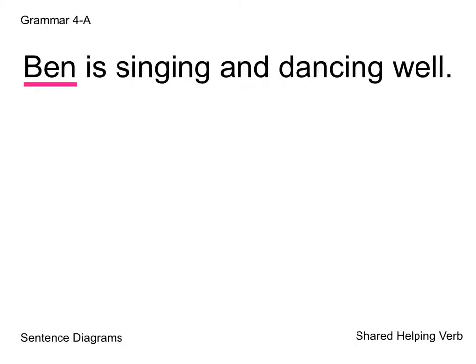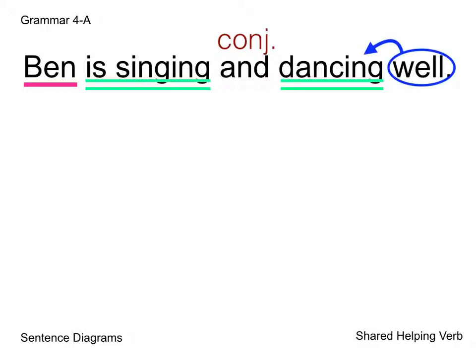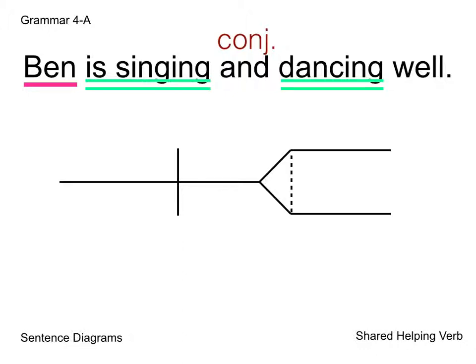Ben is our subject. The action he is completing, or actions he's completing, is singing and dancing. So we've got a compound main verb, but 1 helping verb. And we're going to get into that, obviously. We've got our conjunction. We're noticing that. And then, of course, we have a lovely adverb that is describing dancing. So let's start with our line. We're going to bisect it. And notice how I make the line quite long. We are going to add in a little house for the 2 main verbs, but we keep that 1 space for the helping verb. And then we have a line coming off for the adverb.